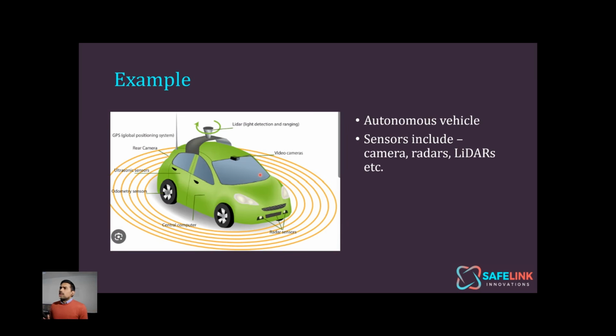Let's take the example of an autonomous driving car. This car has several sensors around it. There are radars, there's a video camera, there's a LiDAR, there are rear cameras, and there's a central computer. The central computer is doing all the processing and then it decides whether the car should accelerate, brake, or steer.